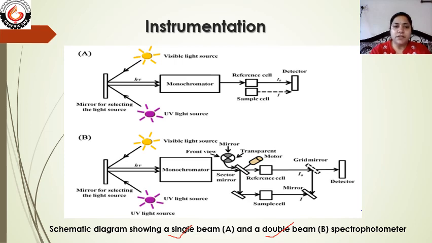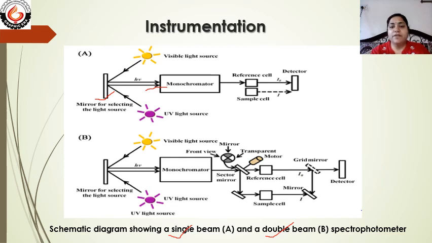So first we will discuss the single beam instrument. The single beam instrument is quite a cheap instrument, and it has two light sources. The first one is the UV light source and the second is the visible light source. A mirror is there to select the light source, depending on whether we require UV light or visible light for our observation. Then the light goes through the monochromator. After passing through the monochromator, a particular wavelength is selected, and then this light falls on the reference cell.